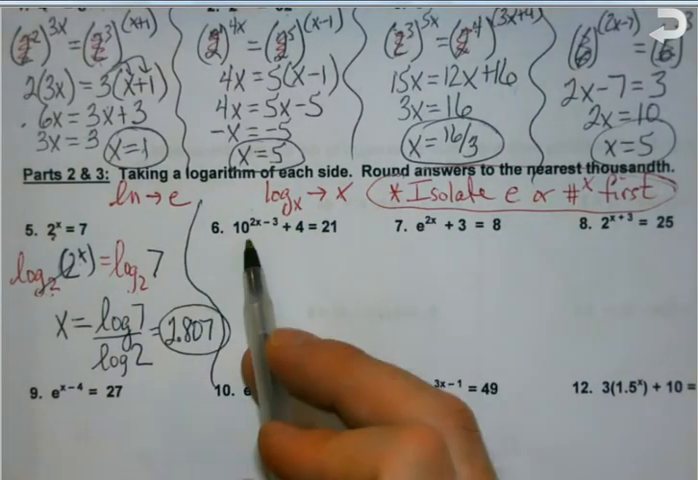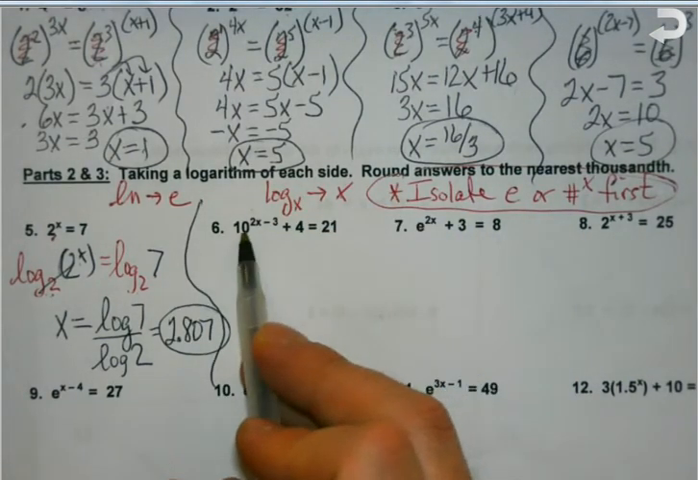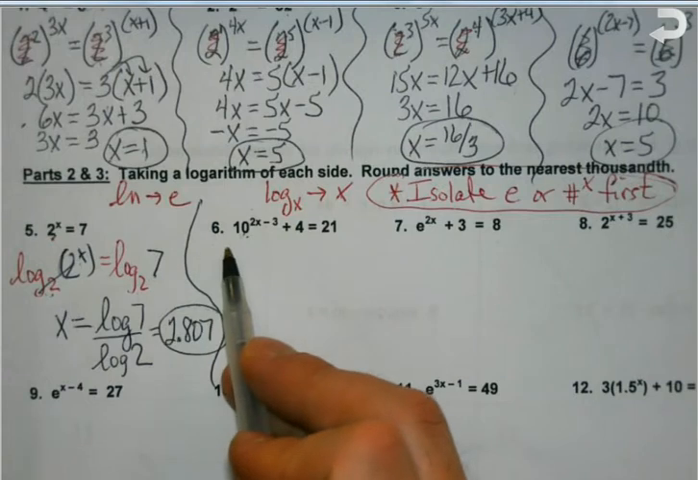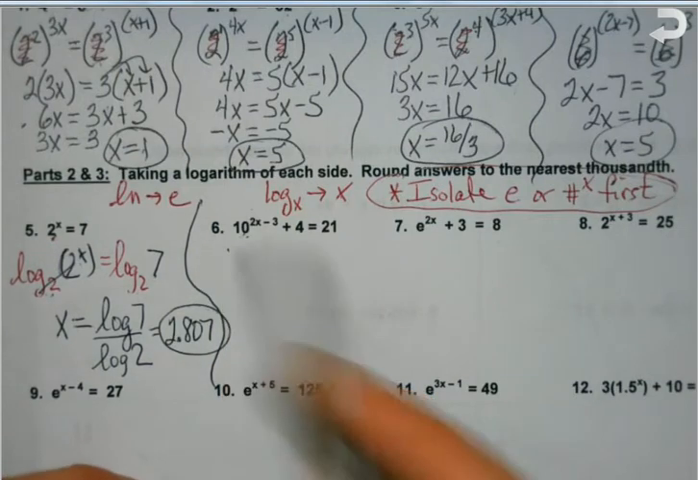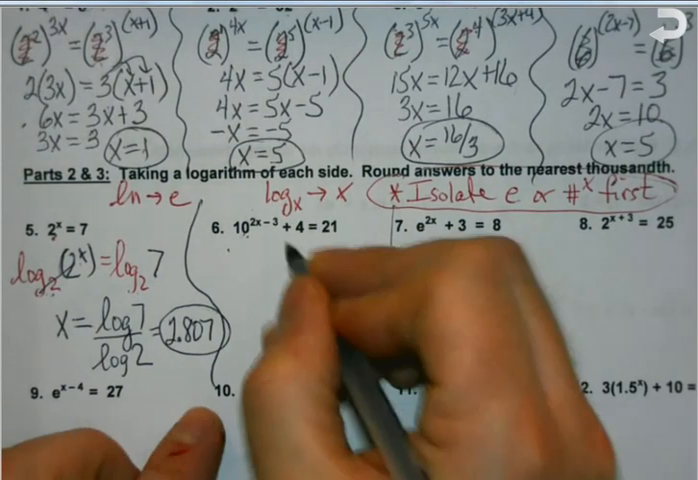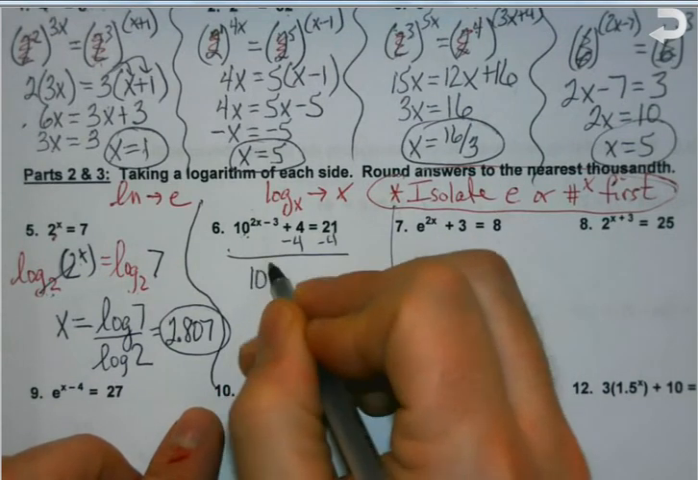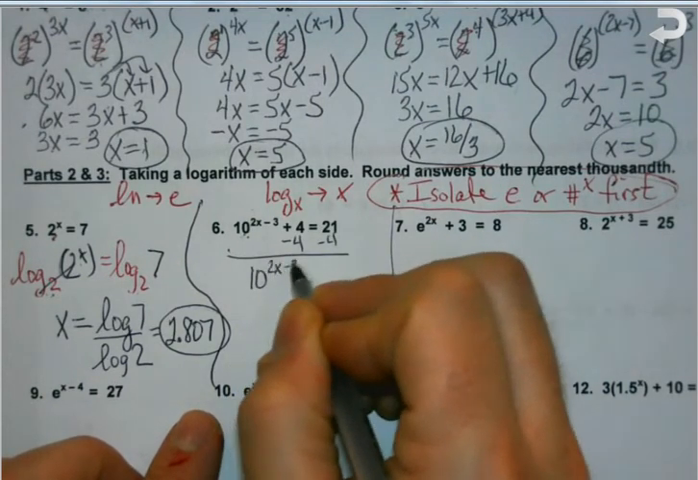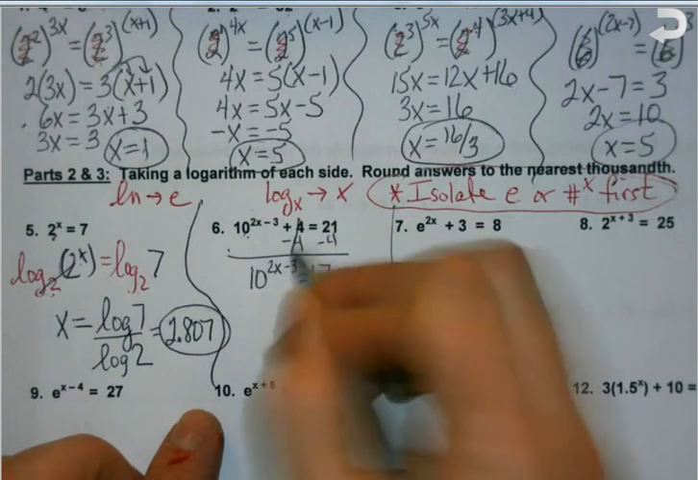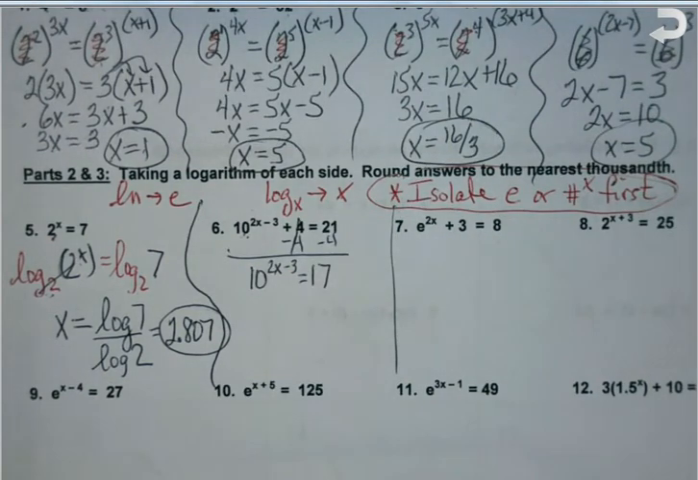Now, this next one's a little more interesting, because you might see this 10, and you're like, well, I'll just do log base 10. Not yet. Isolate first. So my first job here is to get that plus 4 out of the way. Now I can go after the 10. Anything that's furthest away from my variable term, we want to get rid of it as we go. So the plus 4 gone.